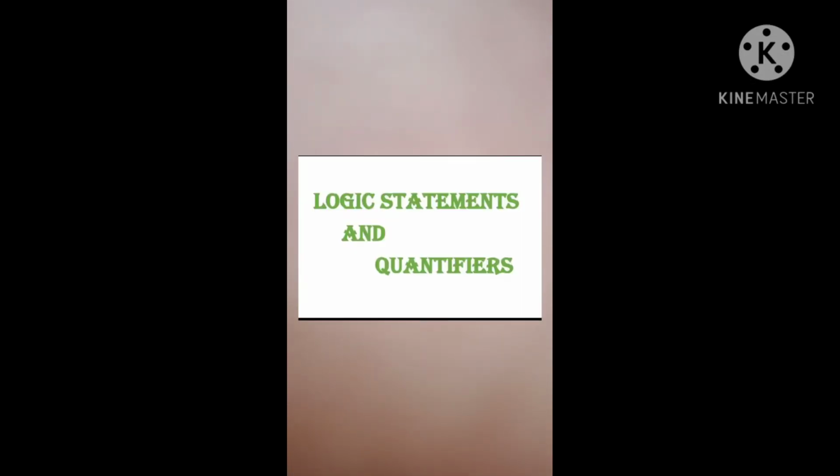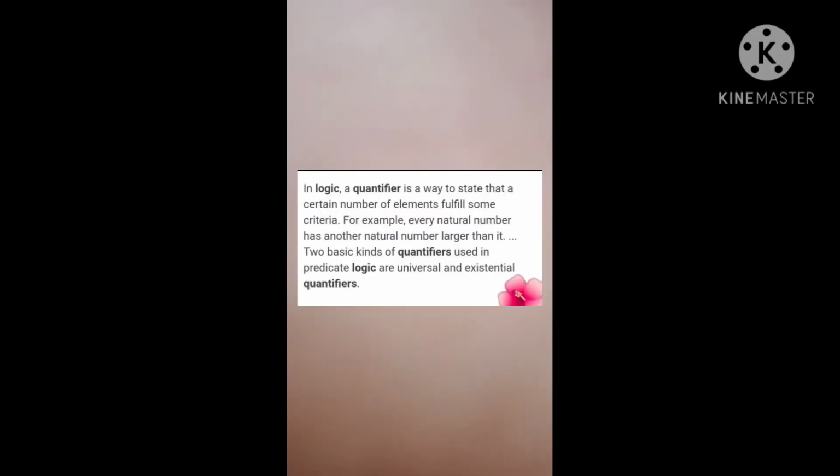Logic statements and quantifiers. In logic, a quantifier is a way to state that a certain number of elements fulfill some criteria. For example, every natural number has another natural number larger than it. Two basic kinds of quantifier used in predicate logic are universal and existential quantifiers.